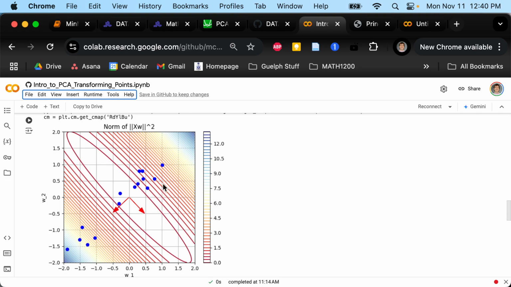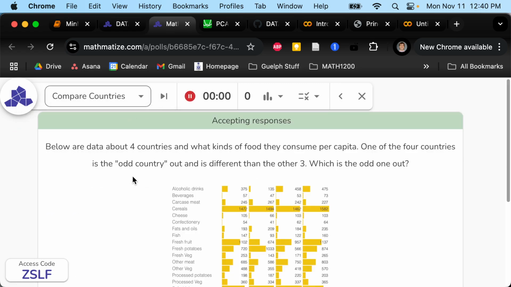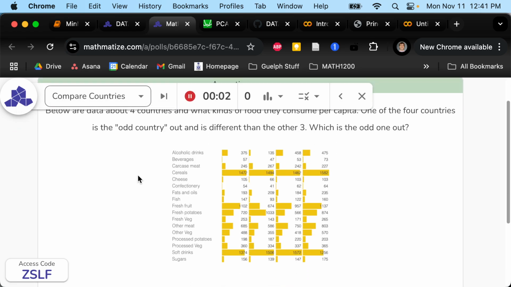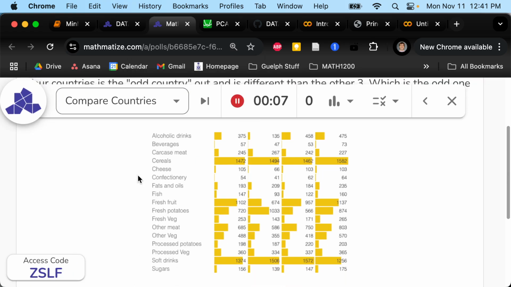So hopefully that helps. Let's finish the class with one more question that we're going to start the class off with next time, and this is about comparing countries. So here I have 4 countries, and I have a 12-dimensional vector, or however many of these things there are, for each of these 4 countries. And one of these countries is not like the other. One of them is the odd country out. And if you stare at this for long enough, you can maybe convince yourself what is the odd country out. And next class, I'll show you how to do it in 1 second using what we learned today.